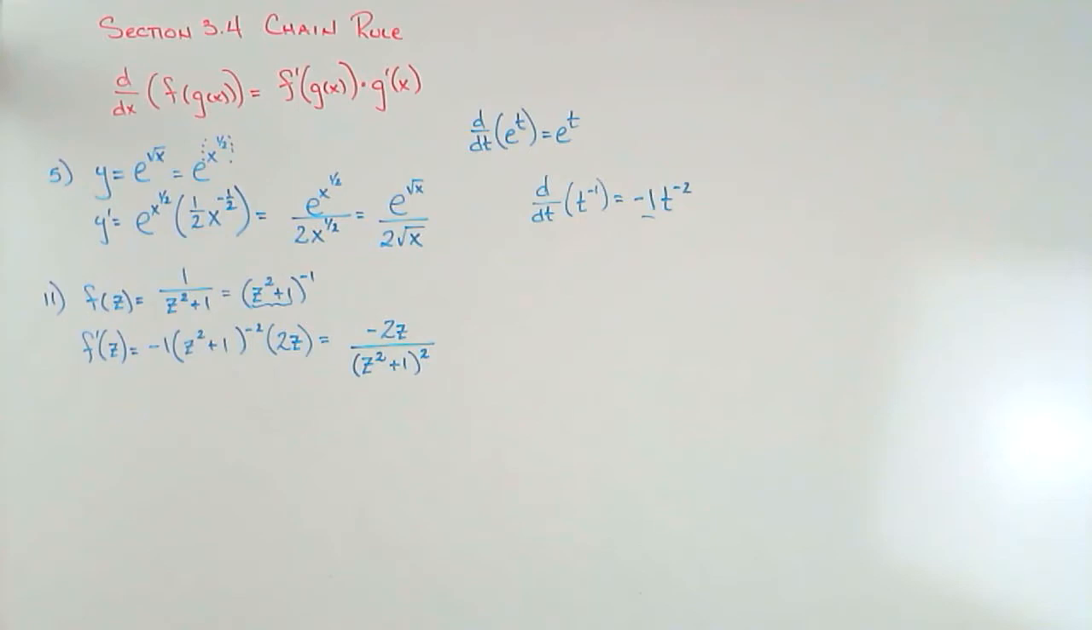Let's skip down a couple here. We'll skip down to something like number 18. 18 is y equals, pardon me, e, our exponential again, but it's not to just a power of x or a power of t, it's to the minus 2t. So that's a function. We're going to have to use the chain rule.